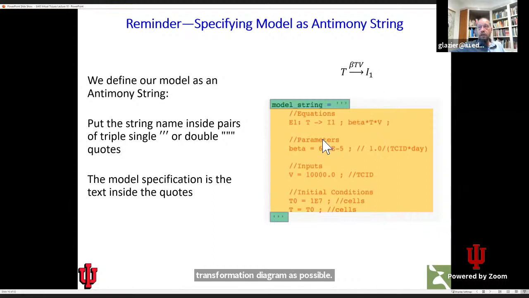The only thing that you have to know at the moment is you're going to put your model specification into a string, and the triple quotes can either be single or double triple quotes. They have to be the same.